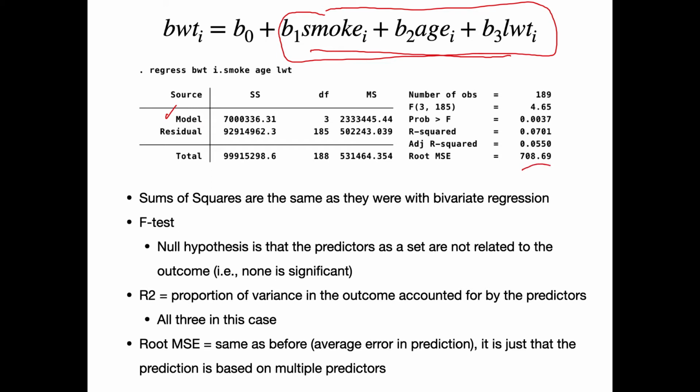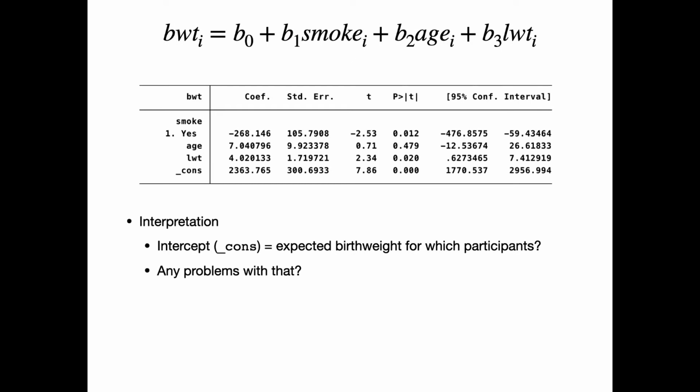And the root mean square error is the same as it was before. It's just the average error in prediction. But now, remember, the predicted score is going to be based on all three variables. So we're going to create a predicted birth weight based on whether that baby's mother smoked, how old that baby's mother was, and what the mother weighed at the last menstrual period. So let's think about what the interpretations are.